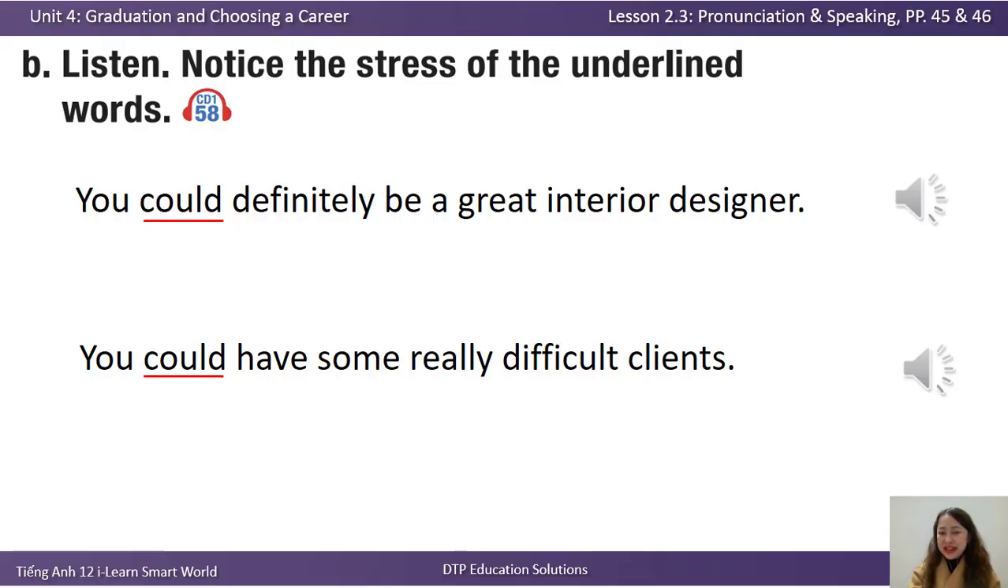Did you hear how the stress was placed on the word could in both sentences? By stretching could, we show certainty or confidence in our suggestion or prediction. Now, let's practice saying these sentences together. Repeat after me. You could definitely be a great interior designer. Your turn. Now this one. You could have some really difficult clients. Great job. You're really starting to sound more confident.